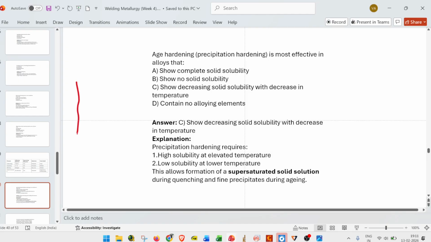Precipitation hardening happens when, if I have an alloy here with two elements, both will be soluble at high temperature. Once it is cooling down, one element becomes supersaturated, so some phase will precipitate out in the metal matrix.